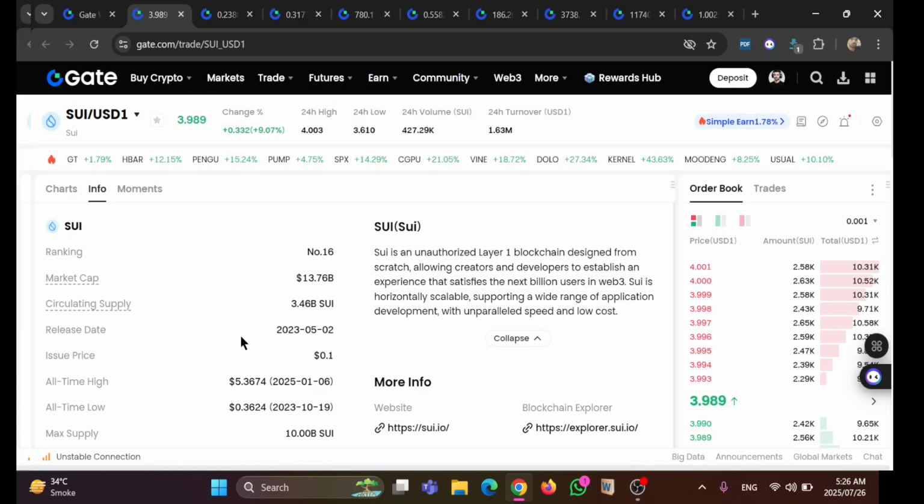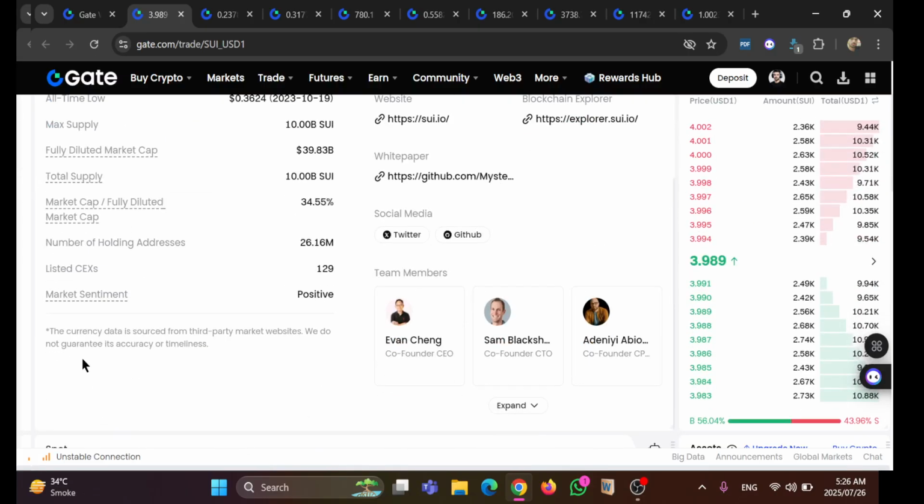And let's see its release date. It was released on 2 May 2023. Its issue price was 0.1 USDT. The all-time highest market price of SUI was 5.3674 USDT, and the lowest price was 0.3624 USDT, and its market sentiment is positive today.